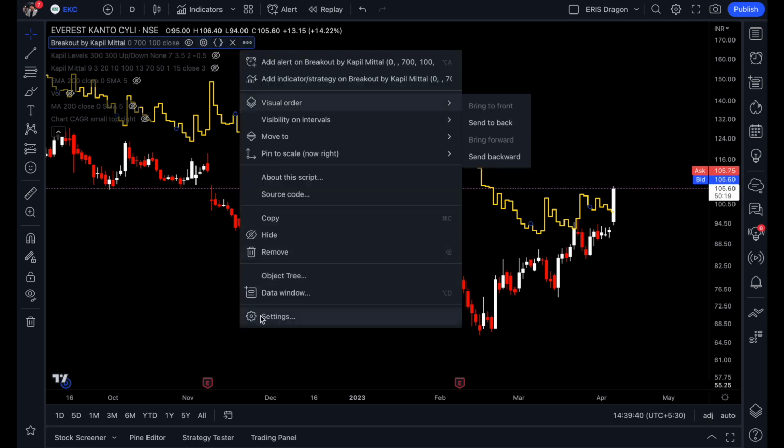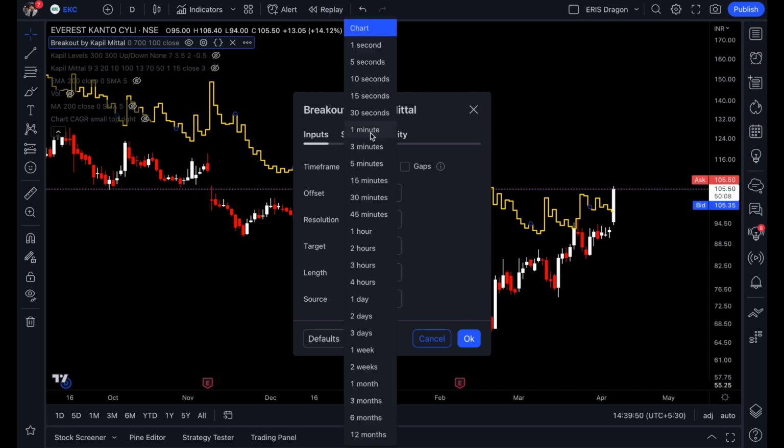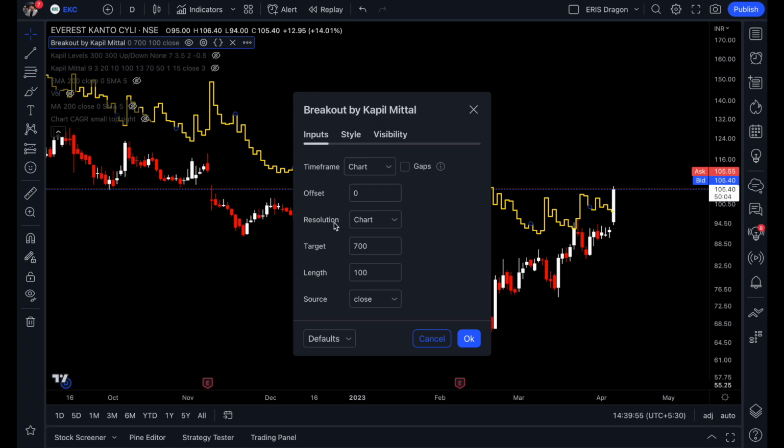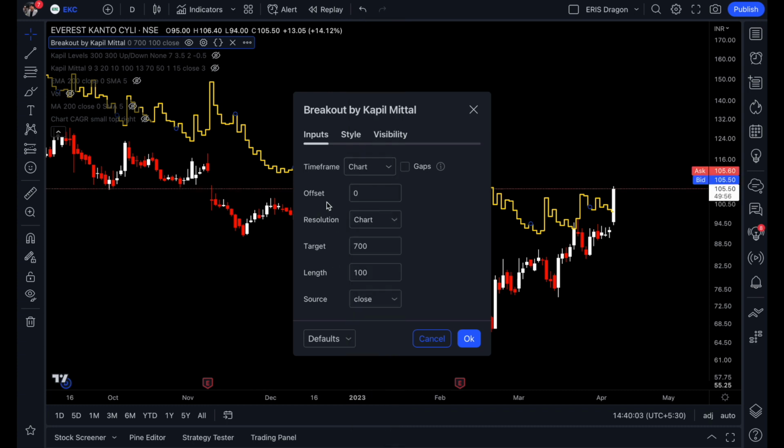If you click on the settings option, you see multiple variables that we need to change. For example, time frame should be set on chart, or if you are on a one day time frame, you can also set it on 1 day. Similar for resolution. If for some reason TradingView doesn't allow you to set the resolution on chart, you can set it on 1 day for both time frame and resolution.